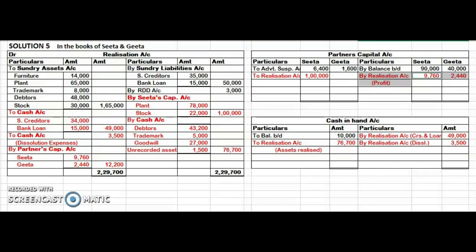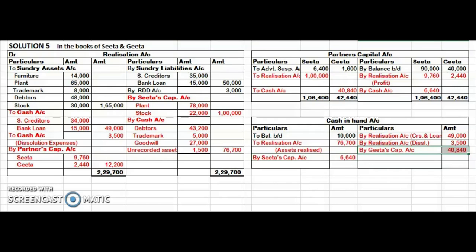Now after this, we'll take up the totals of partners capital account. In Sita's capital account, the debit side is greater, so we get an amount of 6,640 on the credit side. This is the amount which Sita has to pay in cash, and Geeta will be receiving an amount of 40,840 in cash. The amount which is received from Sita will be shown on the debit side of cash account 6,640, and amount paid to Geeta on the credit side.